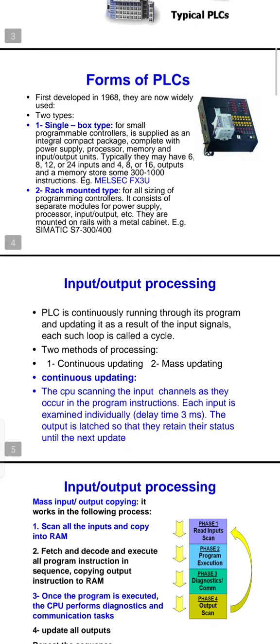Schematic of input and output processing: the PLC is continuously running through its program and updating its results from input signals. Each loop is a cycle, and there are two methods of processing: continuous updating and mass updating. In continuous updating, each input is examined individually as it occurs in the program instructions, with a small delay time. The output is latched, so it retains its status until the next update.